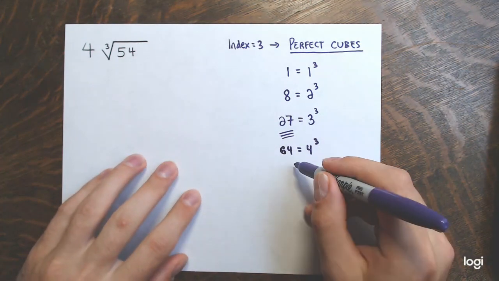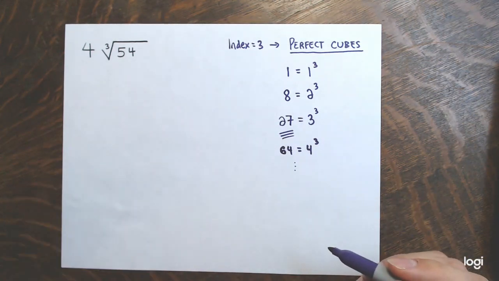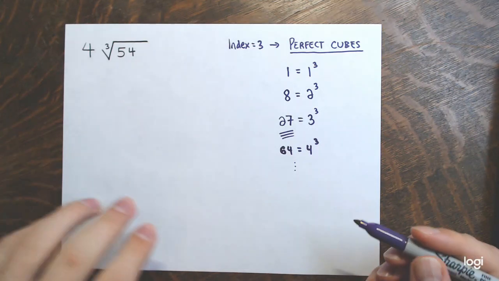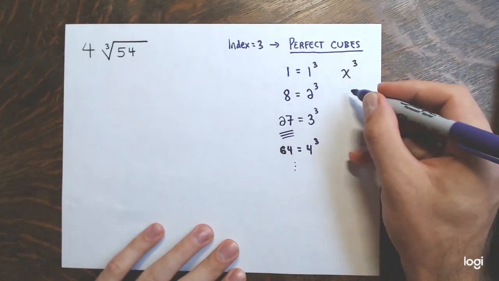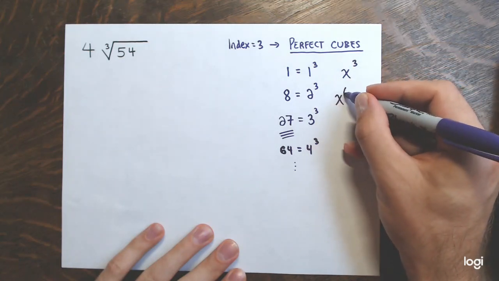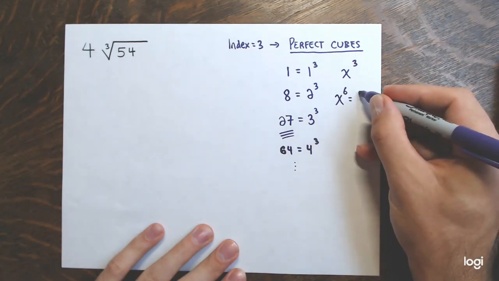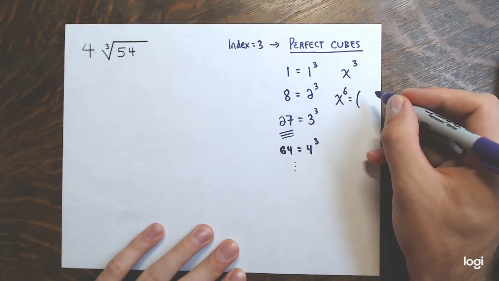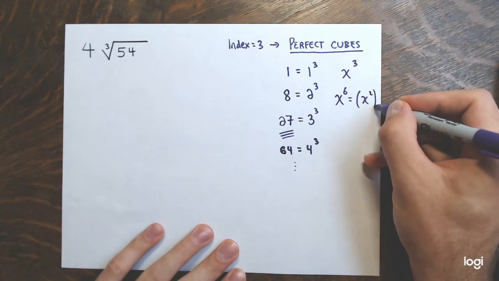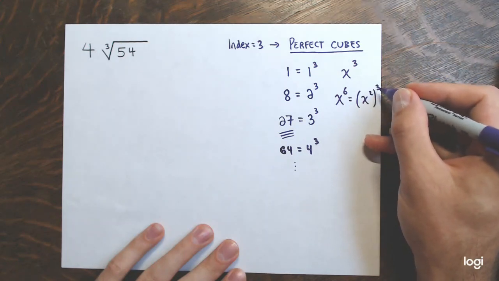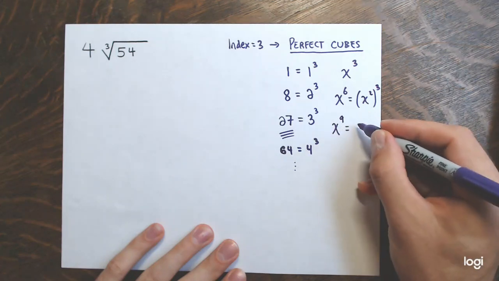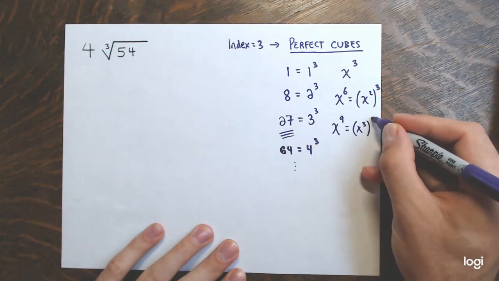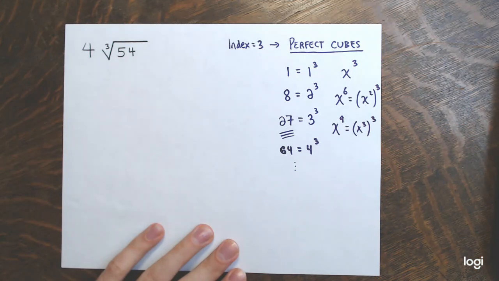And as I did with the squares, perfect cubes can have variables in them too, other factors like x cubed. X to the 6th would be a perfect cube because you can write that, using the power to a power rule, as x squared cubed, something to the 3rd power. X to the 9th is just x cubed, using the power to a power rule, and so on.